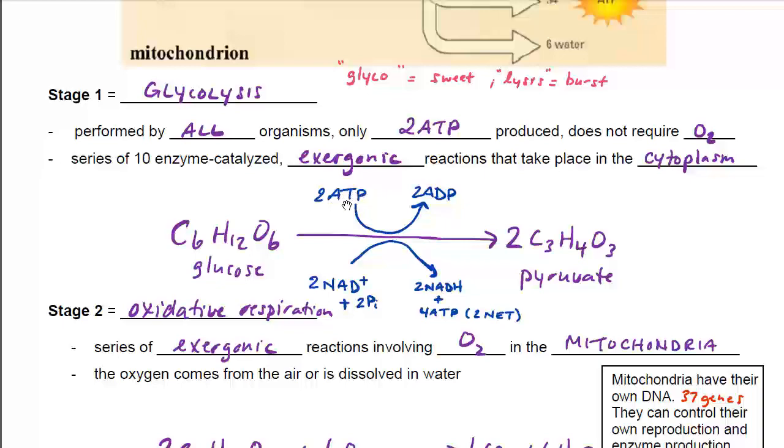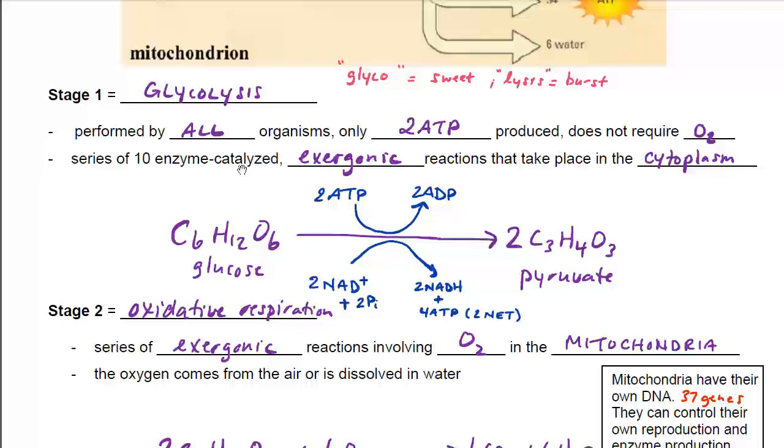So we used 2, but we made 4. So that means by the end of the process, we have a net of 2. We're up by 2 ATP that we didn't have before. Prime the pump, but we made more than we started with. Okay, so keep that in mind. Although in glycolysis you do make 4, you're going to get a net of 2. Okay, so the main stage is glycolysis.